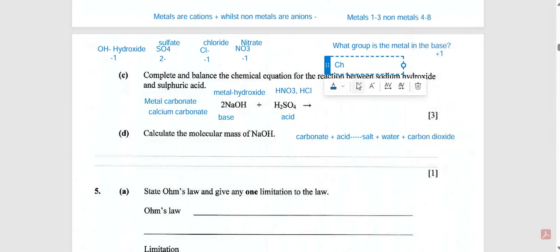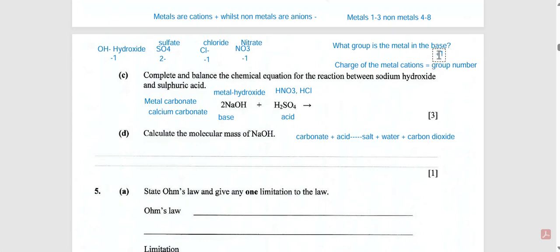You must remember that the charge of the metal cation is equal to its group number. Sikaoda za charge yacho unongotasa group number. This is why we asked what group is the metal in the base. So in this case, our metal is in group 1, so it will have a charge of +1.